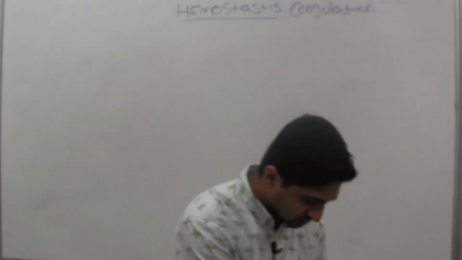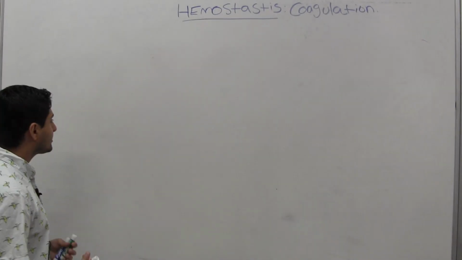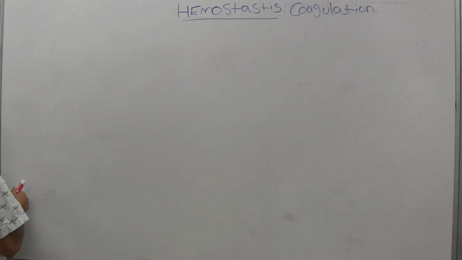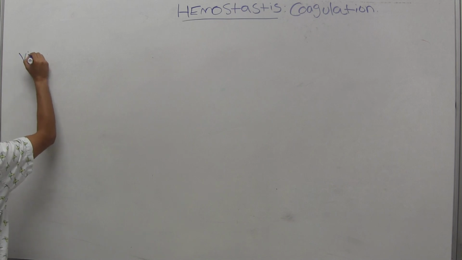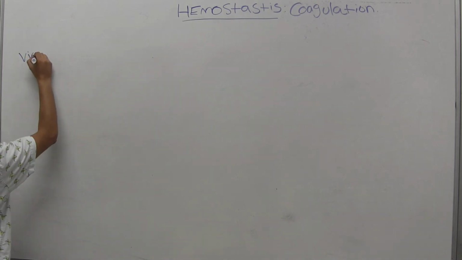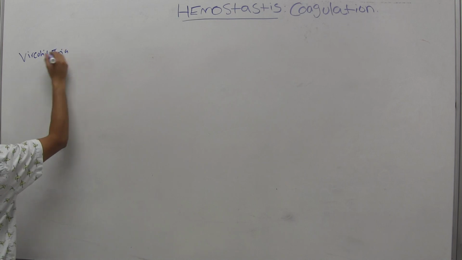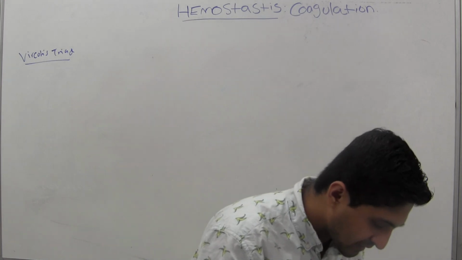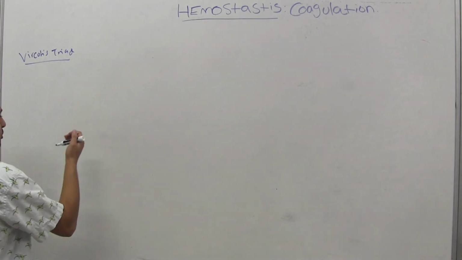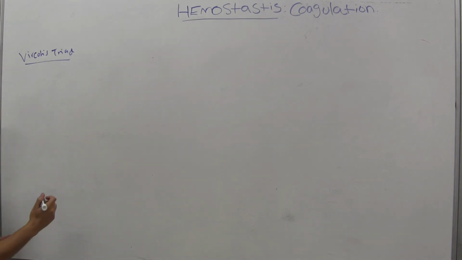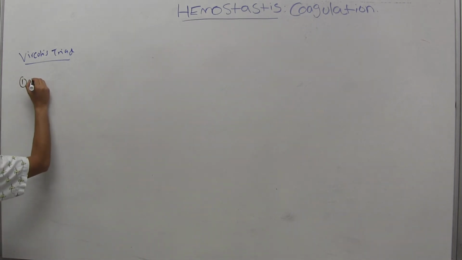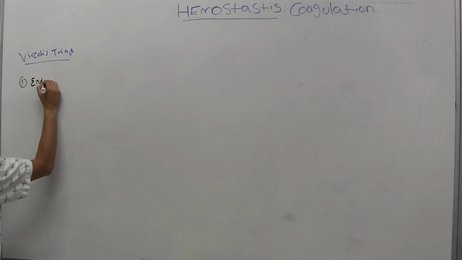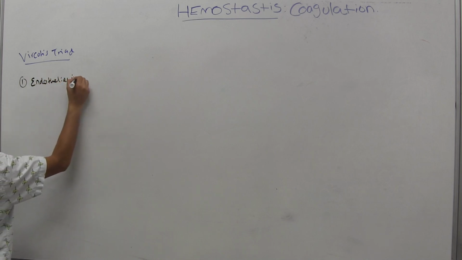Now, what are some causes where this process could start? There's something called Virchow's triad. I don't know how to spell this, guys, but I want you to look this up. It basically means there are usually three processes. One is endothelial injury.